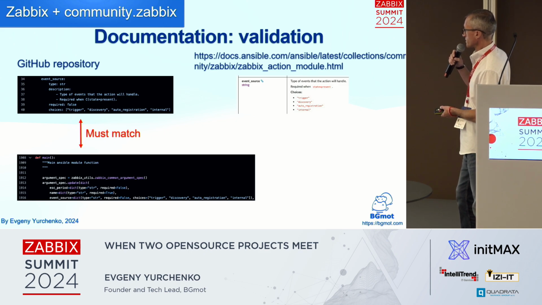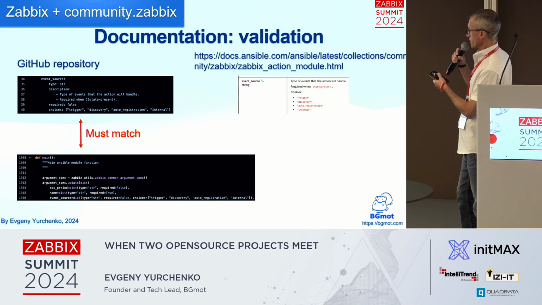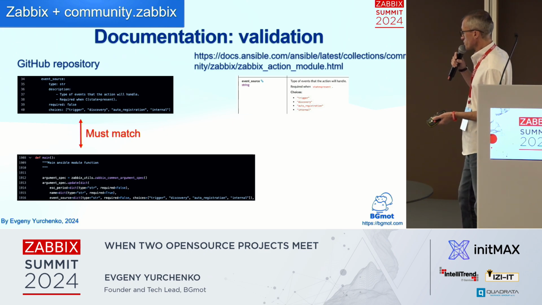And what's important, whatever you document, all the parameters must match how they are used in the code itself. On the above, you see documentation. On the bottom, you see how this parameter is used in code. If there is a mismatch, for example, in documentation you say it's required, but in the code itself it's optional, then the test won't pass. It will fail. You won't be able to merge anything or release a new version.